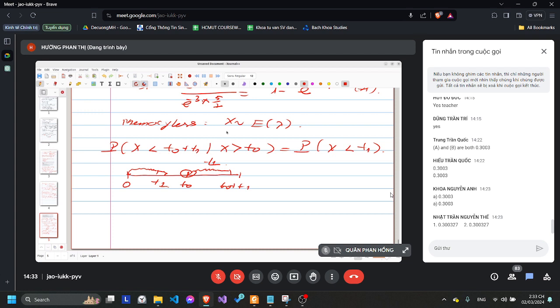Okay, that's the reason why it said that the exponential is memoryless. It doesn't remember about the past. It doesn't remember where it started. The conditional probability is the same as the unconditional probability. Similarly, the probability of S greater than T0 plus T1, given that S is already greater than T0, is still equal to the probability of S greater than T1. Okay, this is a useful property of the exponential.